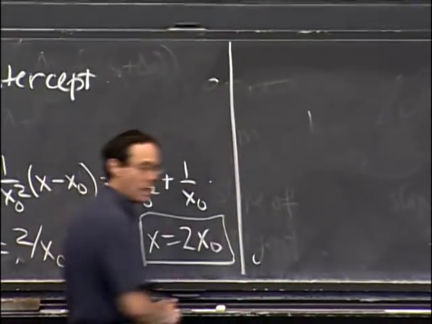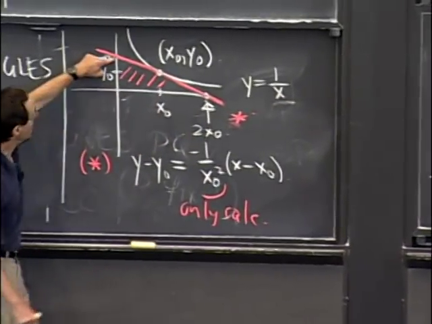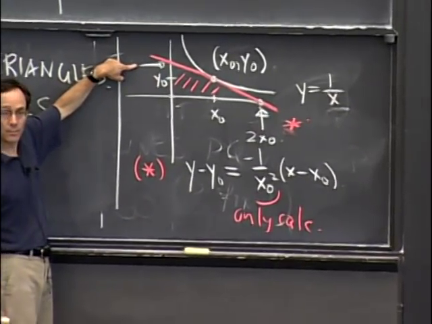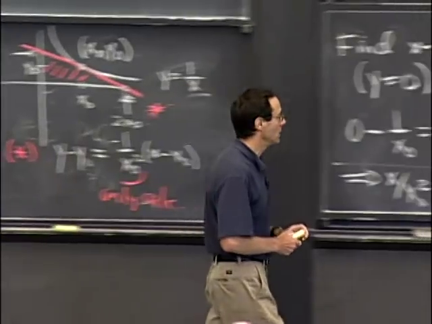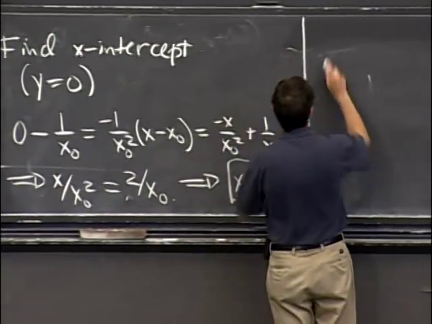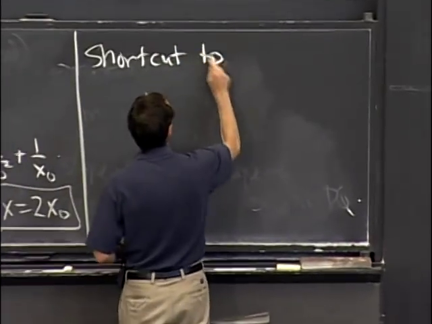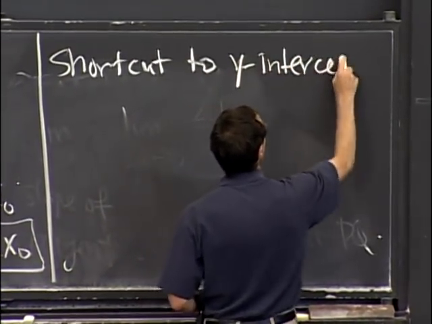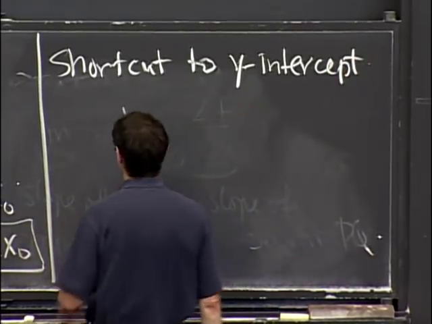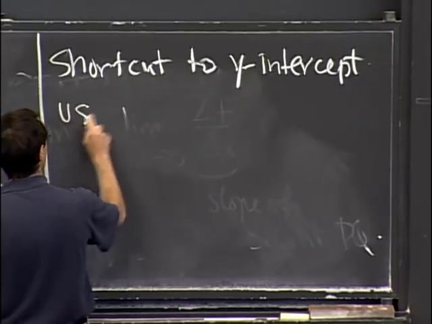I'm almost done. I need to get the other one. I need to get this one up here. Now, I'm going to use a very big shortcut to do that. So the shortcut to the y-intercept is to use symmetry.